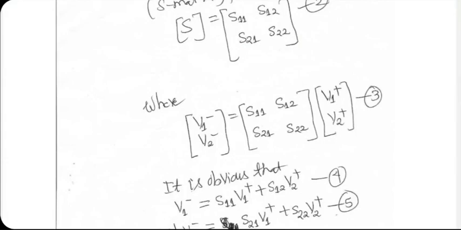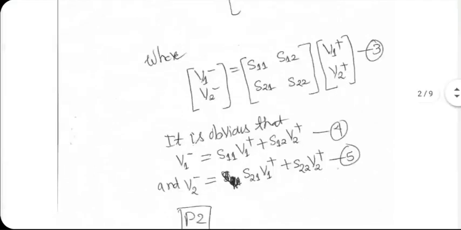Both the reflected voltages at the two ports are taken together as a column matrix on the left-hand side, and both the incident voltages are taken as a column matrix on the right side. And whatever is required in between is called the S matrix of the network. In terms of equations, you can write them as shown here in equations 4 and 5.